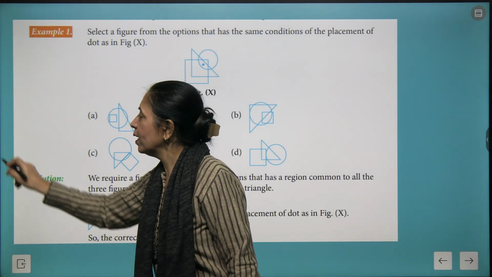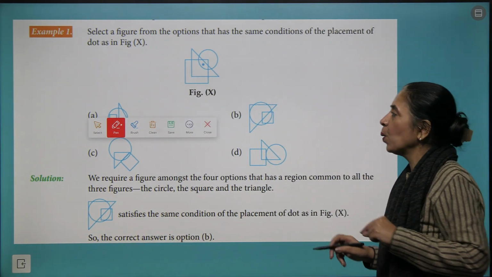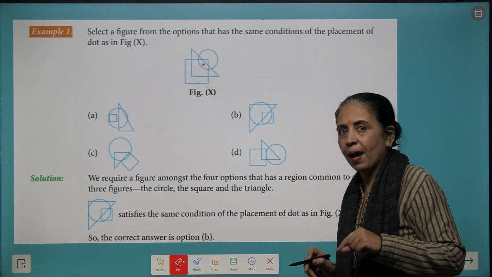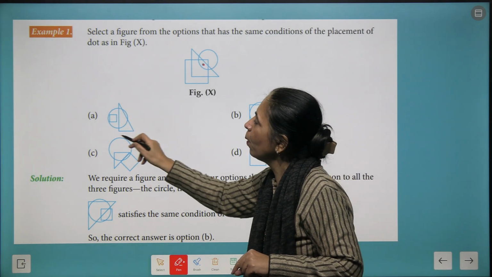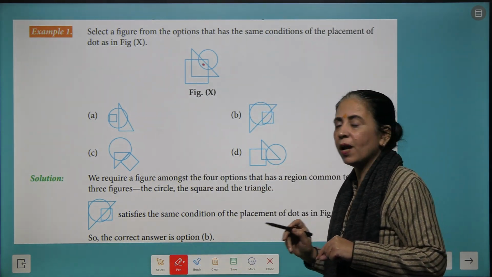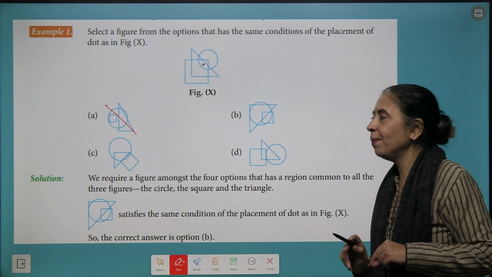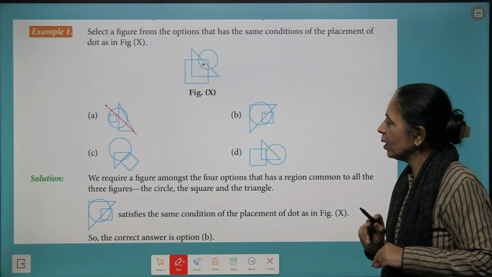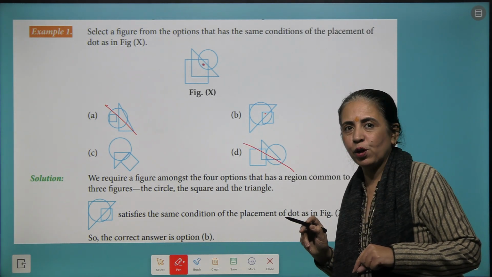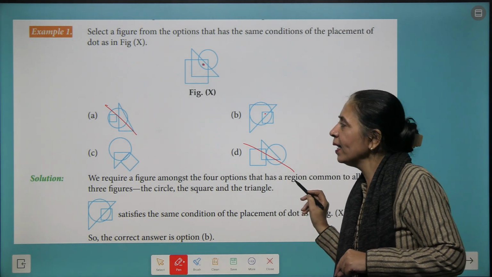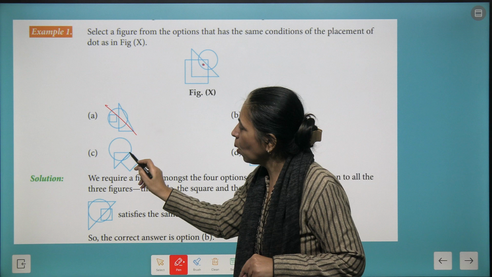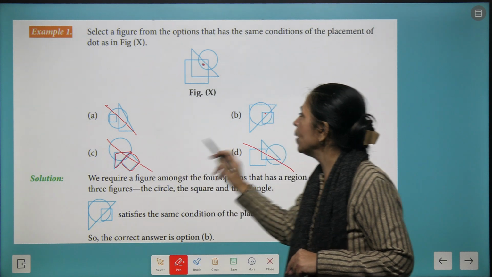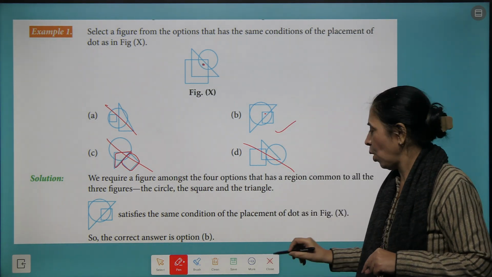Here observe the figure. We have one dot. Where is that one dot existing? It exists between all the three shapes. Am I right? So look at the point of intersection of all the three shapes. It's not there. Let's eliminate it. Do we have it over here? Yes, we do. We mark it over here. But here we don't have the point of intersection for three shapes. So again eliminate it. And this one also doesn't have the point of intersection of three shapes. So we say B becomes your right option.